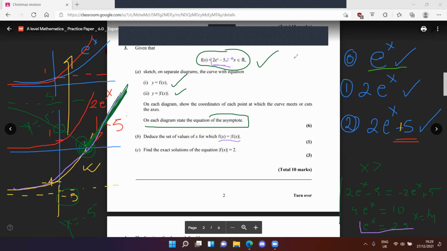Okay, and so this was the one we drew in yellow. And this is the one where we took the reflection. So this is reflected in x first. Then it's moved up 5. Okay. That's those.